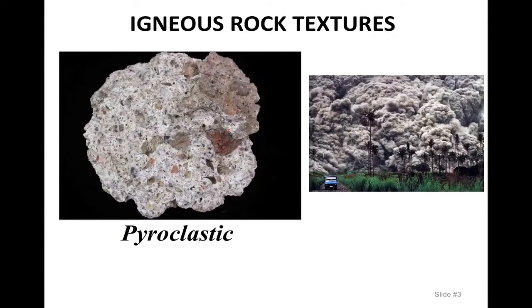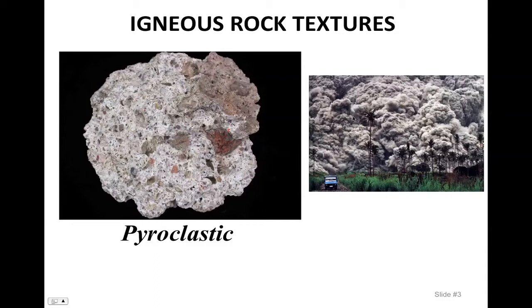And one last texture I want to talk about is called pyroclastic texture. It's not due to solidifying lava at all. It actually has to do with pieces of mostly volcanic material that's been broken apart and ends up being welded together in what's called a pyroclastic flow.